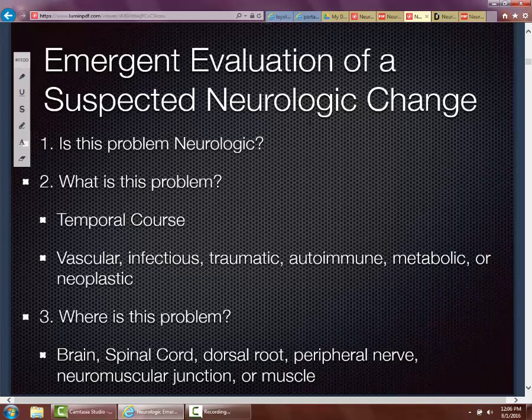And then once you've identified those two things, you're going to examine the patient. You want to find out where in the neuroaxis this is. Is this in the brain, the spinal cord, the dorsal root, the peripheral nerve, the neuromuscular junction, or the muscle?